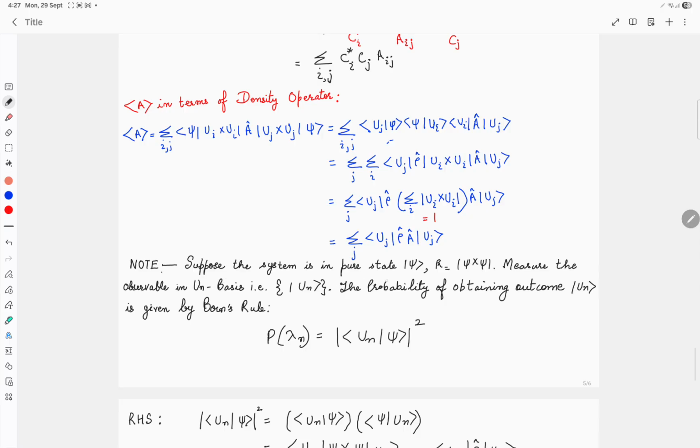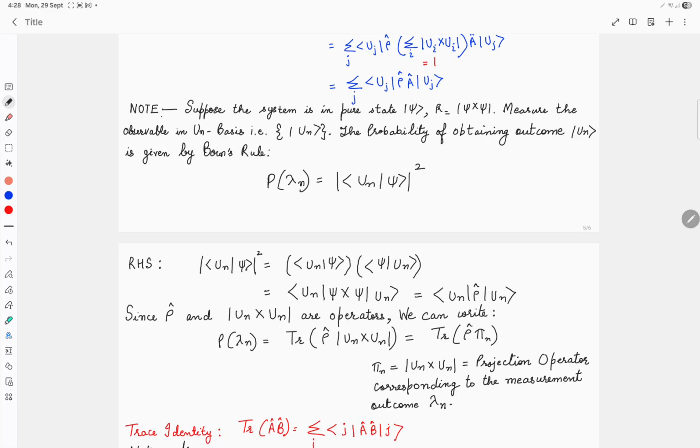Now suppose the system is in a pure state ket psi, and the density operator is given by the outer product of psi. Measure the observable in the un basis. If you measure any observable in the un basis, the probability of obtaining outcome un is given by the Born rule. The corresponding probability of the eigenvalue will be given by Born's rule. And if we use the right hand side of the equation, which is the probability of the eigenvalue, and do certain manipulation, we will be able to put the probability in terms of the density operator.